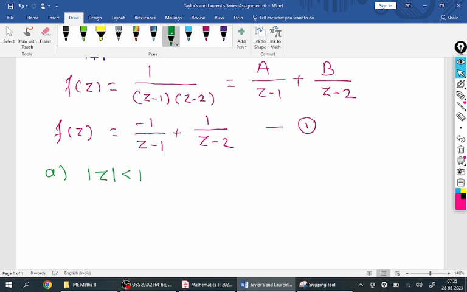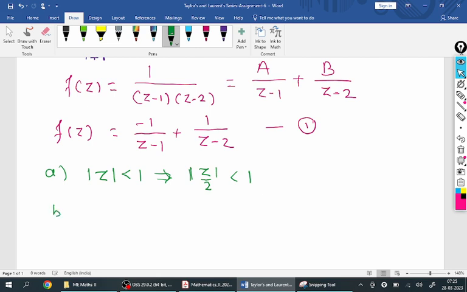Remember, in the first term we have 1 upon z minus 1. So either we can take minus 1 common so that we get 1 minus z, or we can take z common so that we get 1 minus 1 upon z. It depends on which region we are given. Similarly, from the second term, either we can take z common or minus 2 common. But here, as mod z is less than 1, mod of z by 2 is also less than 1.